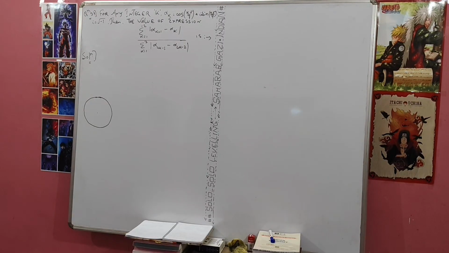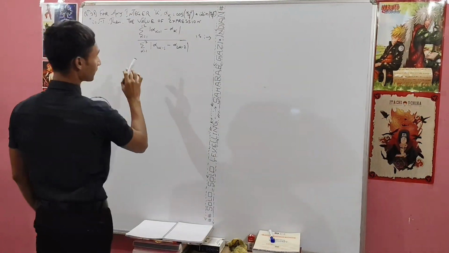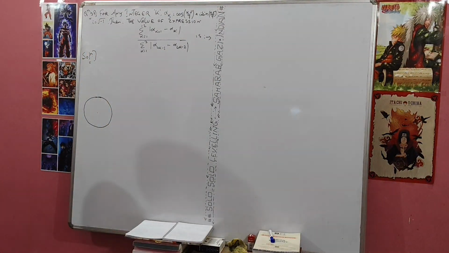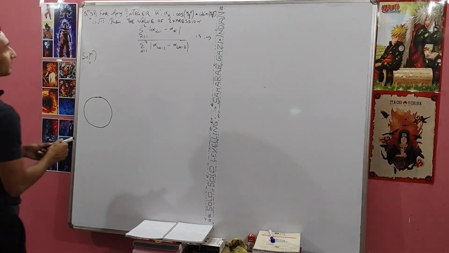Okay, question number 37. For any integer k, alpha of k is equal to cos(kπ/7) + i sin(kπ/7), where i is equal to root over minus 1, then the value of the expression, whatever is written. Okay, so yeah, it's a mix of nth root of unity and this distance formula. How, what is this given actually?